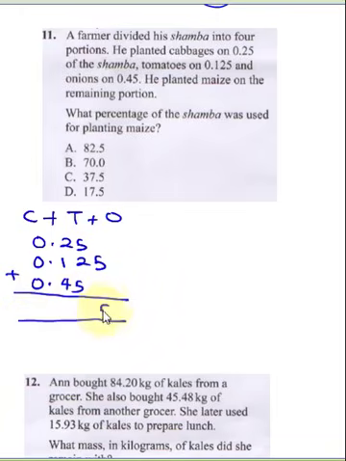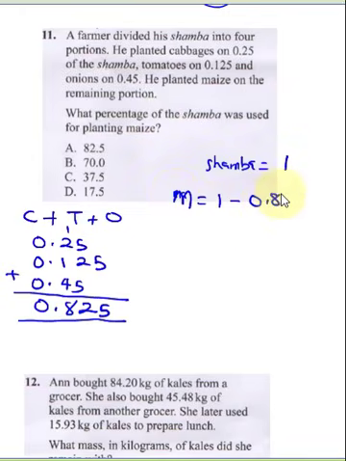So this is going to give us 5. This is going to give us 2 carry 1. So this is 3, 4, and this will give us 8. So 0.825. Now recall that he divided it into 4 parts. So the shamba, in decimal place, it's going to be 1. So if the remaining portion was used for maize, let's get for maize. So maize will be 1 minus 0.825.